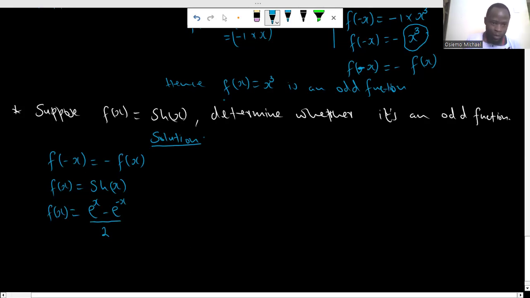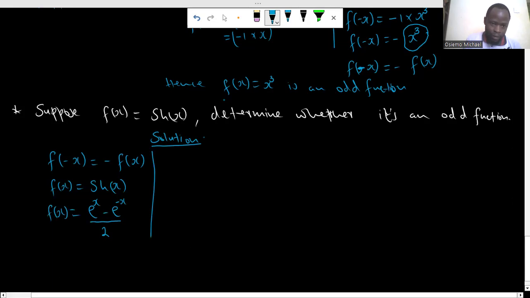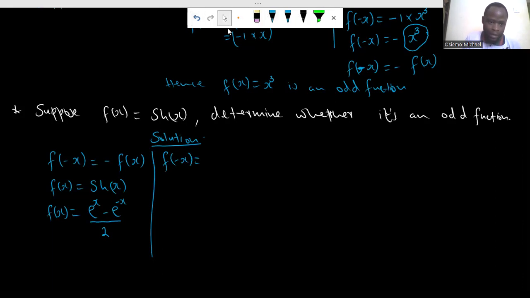Now, with that, you can check, or maybe evaluate, f at negative x. So f at negative x will be equal to, wherever there is x here, we shall substitute with negative x. So this negative x will be negative into bracket negative x. So we're going to have exponential negative x minus exponential negative x, and this over 2.